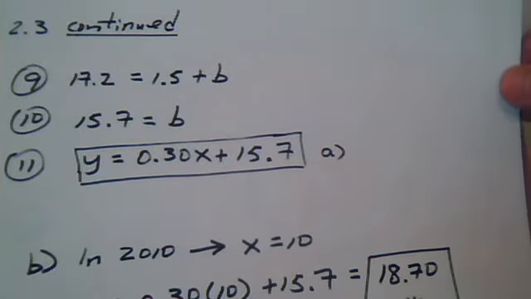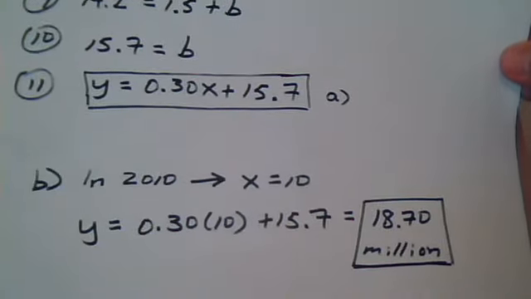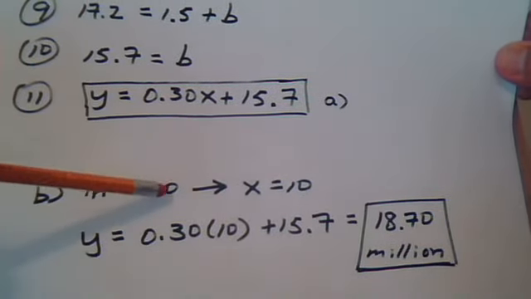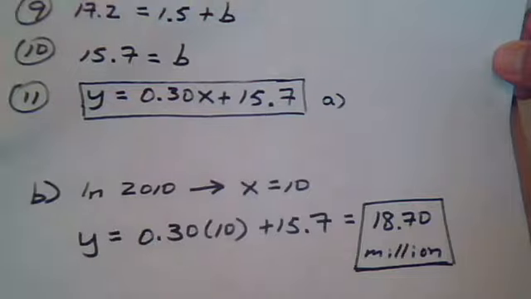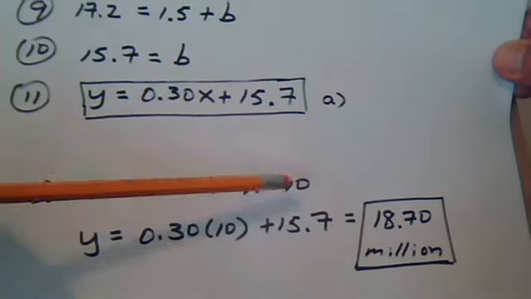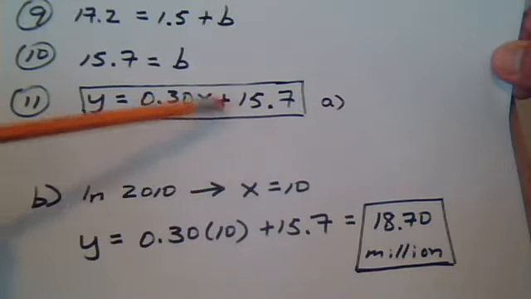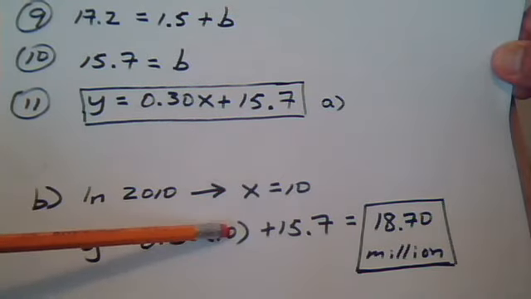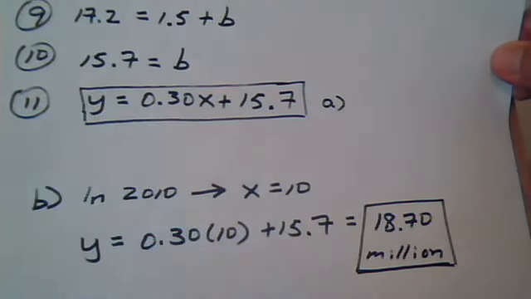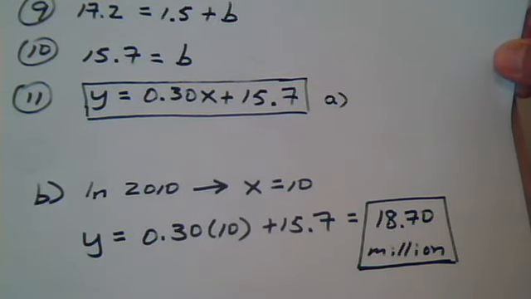Now with that equation, we could answer the second question. In the year 2010, that would be x equal 10. How many employees would there be? So you plug in the 10 right here, simplify, and that gives you the number of employees. 18.17 million employees.